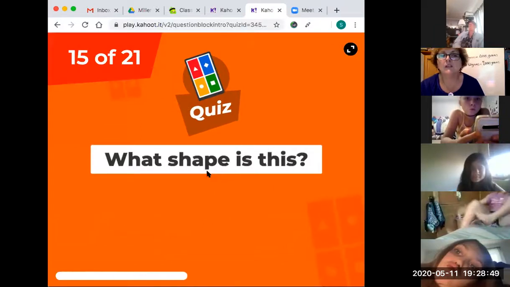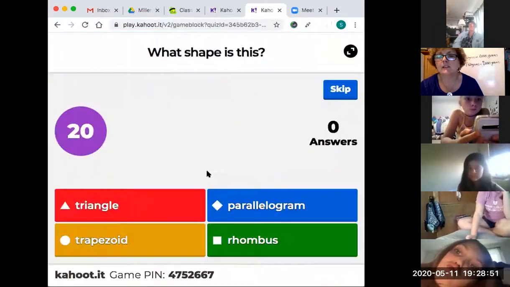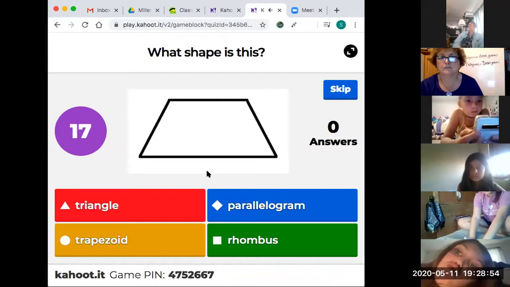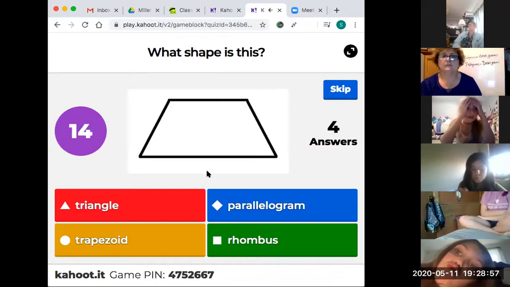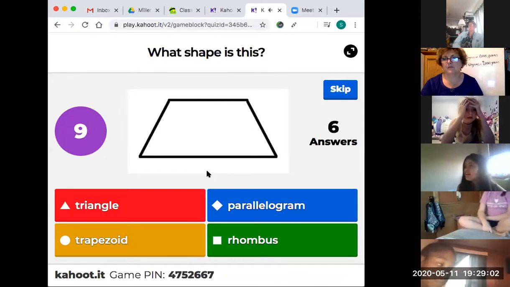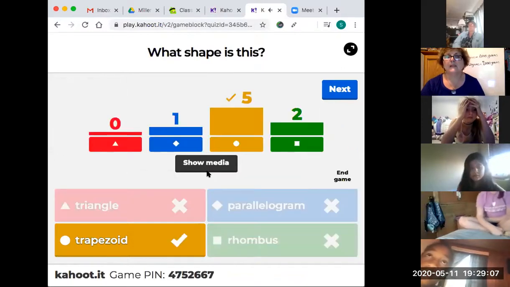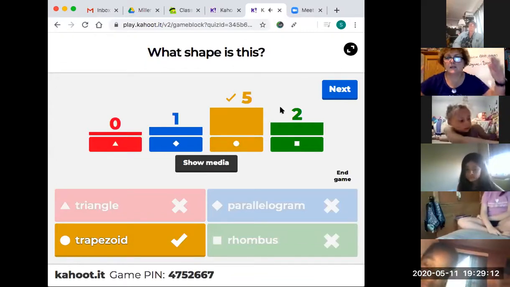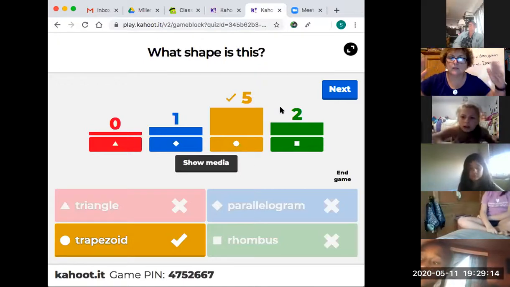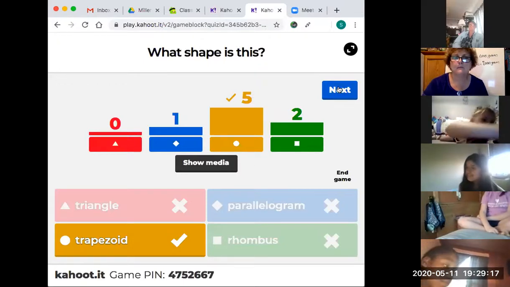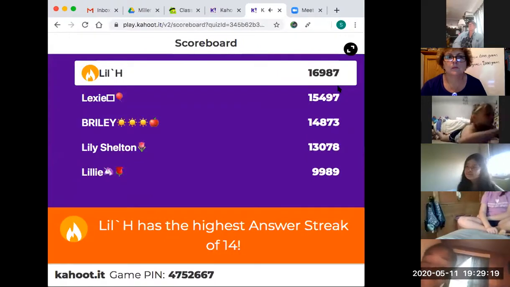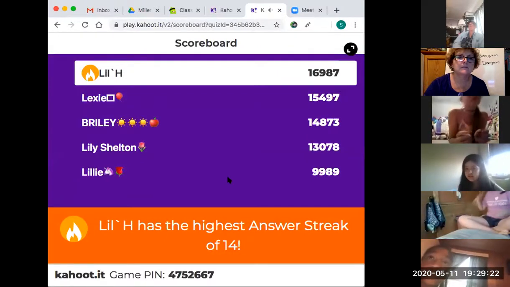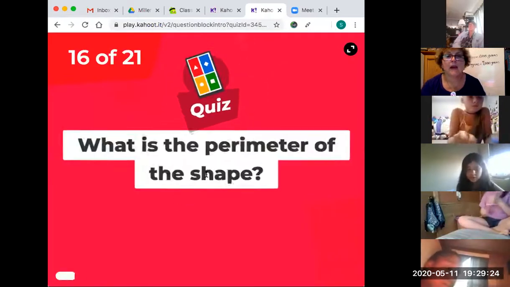15. What shape is this? Look at this shape. No, I just got it wrong. Somebody got music. Trapezoid. Okay, trapezoid comes in. Okay, has two lines that are angled. Oh, nobody changed positions. Havoc's doing good. Havoc is doing really good.